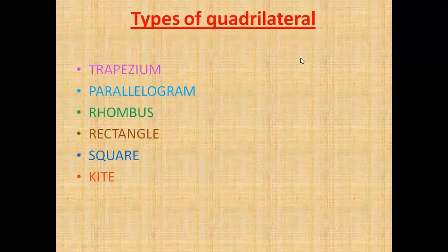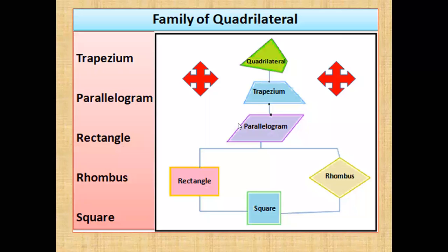Let us see what are the different types of quadrilateral that we know. There are 6 different types of quadrilaterals. They are trapezium, parallelogram, rhombus, rectangle, square, and kite. This is the family of quadrilateral: quadrilateral, trapezium, parallelogram, rectangle, rhombus, and square. So, let us see the properties of each of these quadrilaterals one by one.